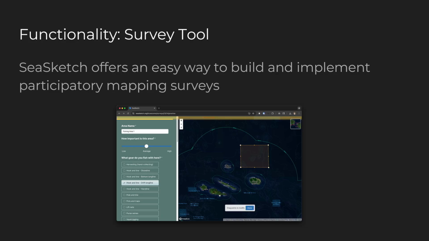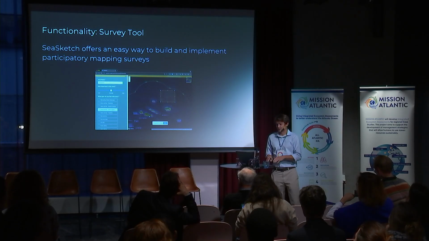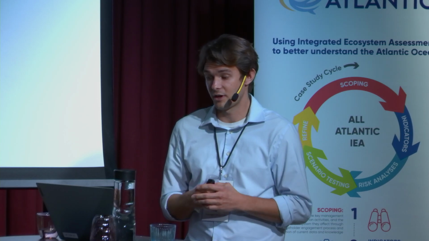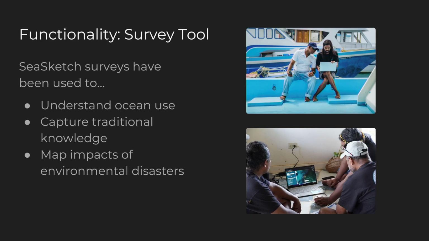CSketch is also a survey tool, so it offers an easy way to build and implement participatory mapping surveys. In other words, surveys that collect spatial information from the public without the need for the respondents to have any technical expertise, and with the survey facilitators requiring minimal training. So how has this feature been used in practice?